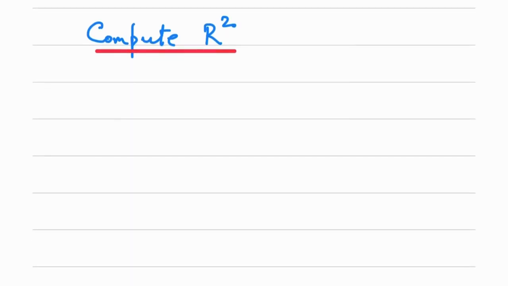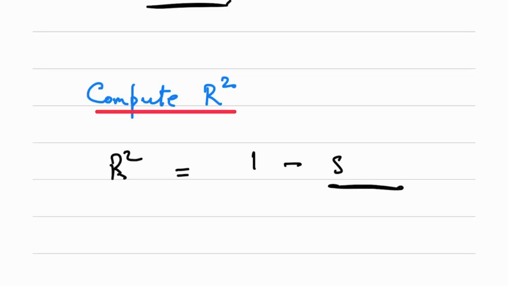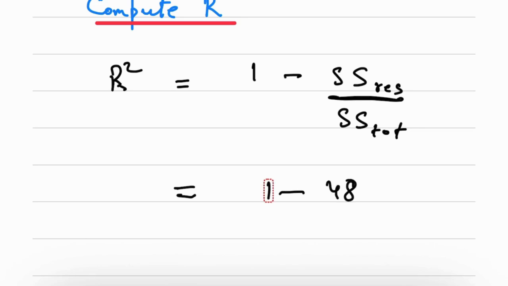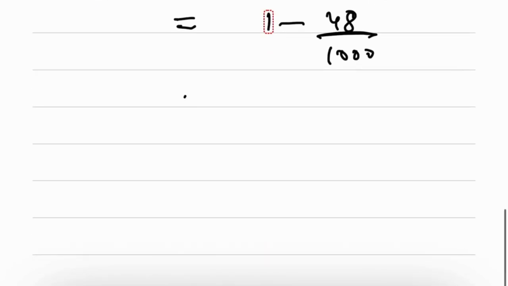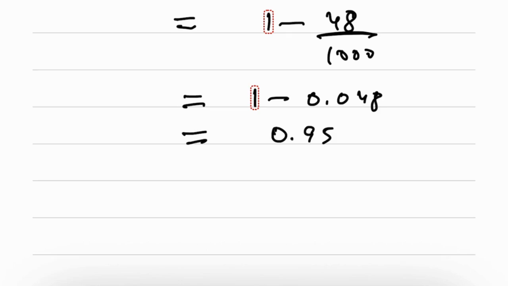Now to quantify this, we need to compute R square. Again, the formula for R square is 1 minus SS res by SS total, which comes out to be 0.952.